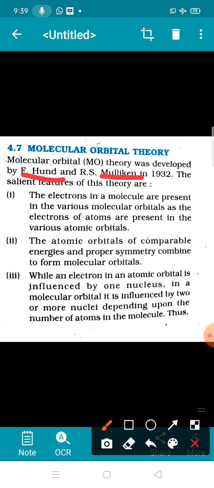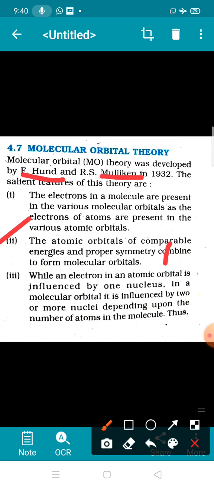Now the next point: the atomic orbitals of comparable energy and proper symmetry combine to form molecular orbitals. Here it is a very important point and it is a major difference with hybridization. In hybridization, you know that orbitals of the same atom undergo mixing, and only the valence orbitals of the central atom usually undergo mixing. But in molecular orbital theory, whatever the atomic orbitals of the combining atoms are, all of them combine together to form the molecular orbital. This is a major difference with hybridization.